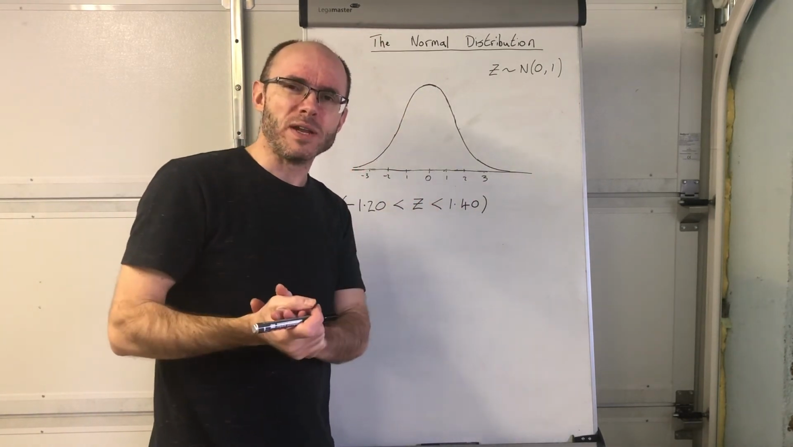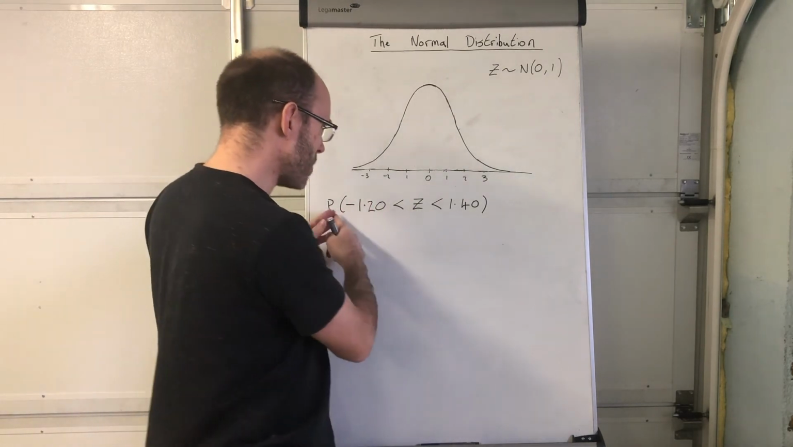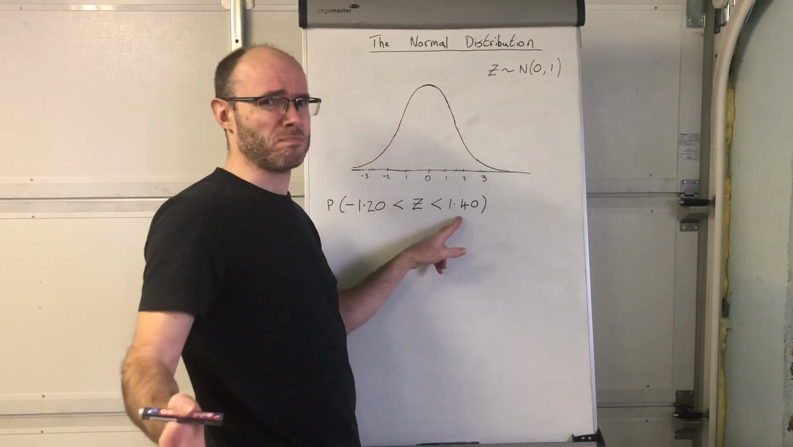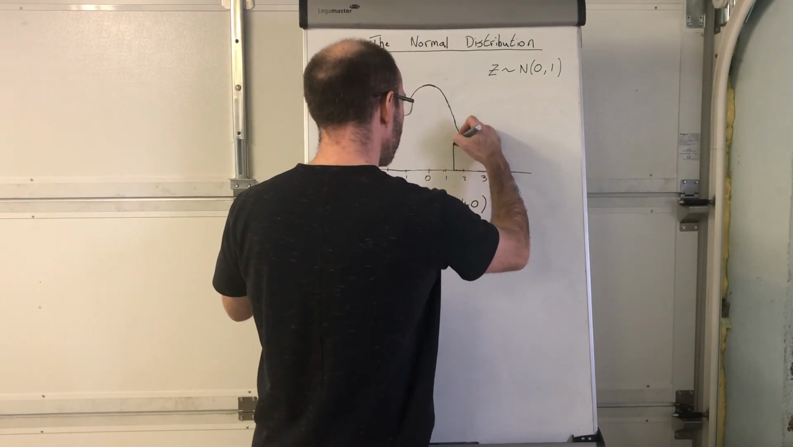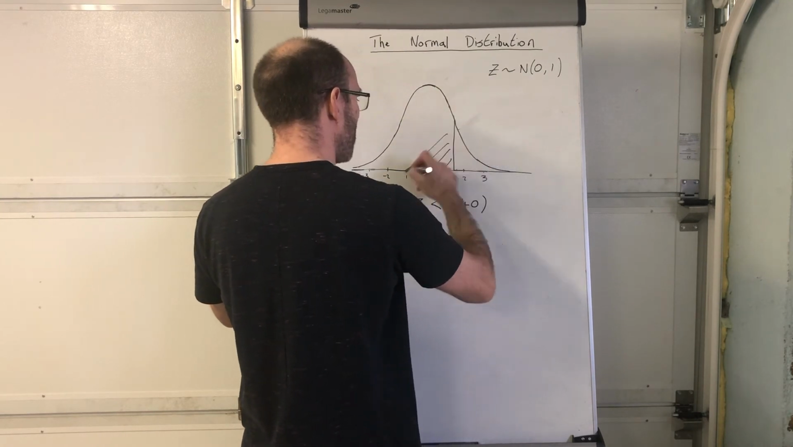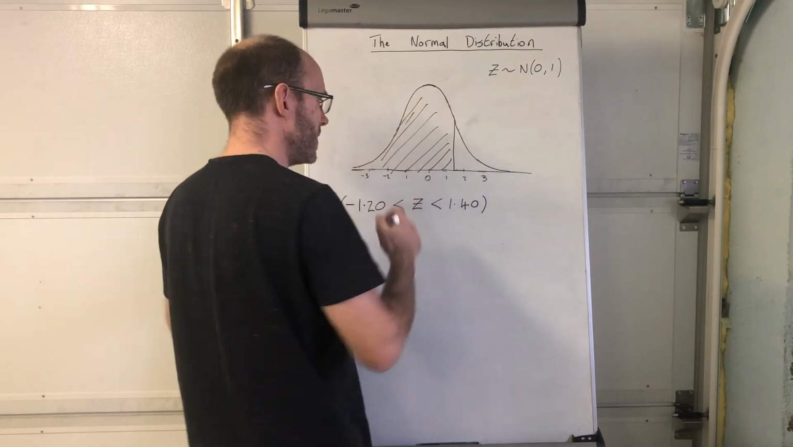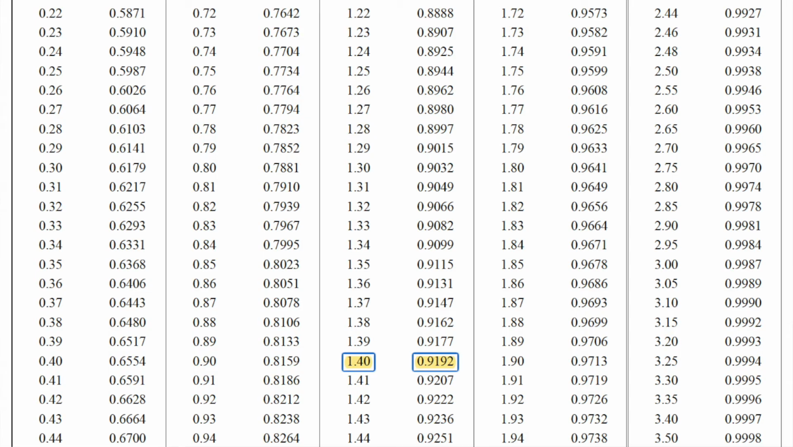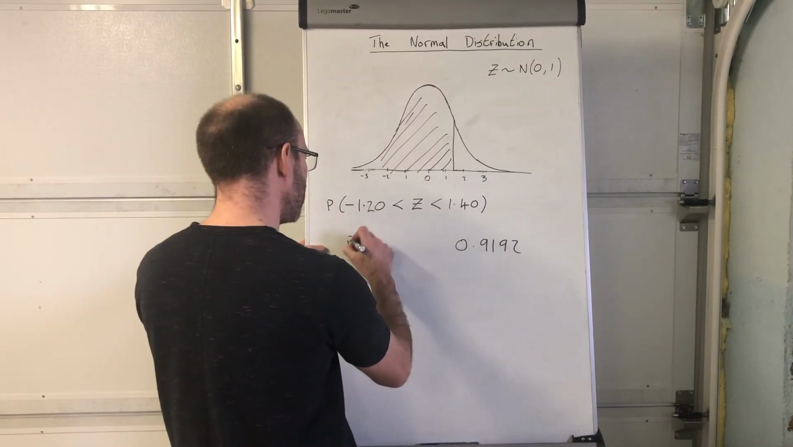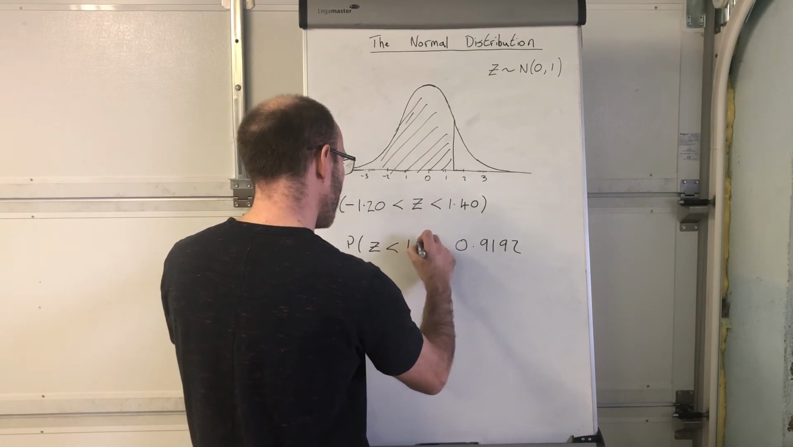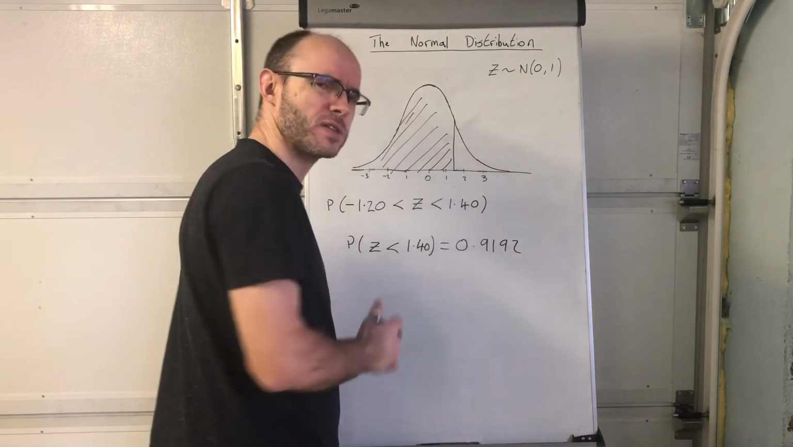Anyway, hopefully you've had a go at it. What I'm going to look at first of all is the probability of Z is less than 1.40. So 1.40 is about here, and I'm going to look at the probability of everything up to 1.40. On the table, here's the screenshot of it. I've highlighted 1.40 for Z, and the probability is 0.9192. So I'm going to write that down: 0.9192. That's the probability that Z is less than 1.40. That's the first easy bit done.